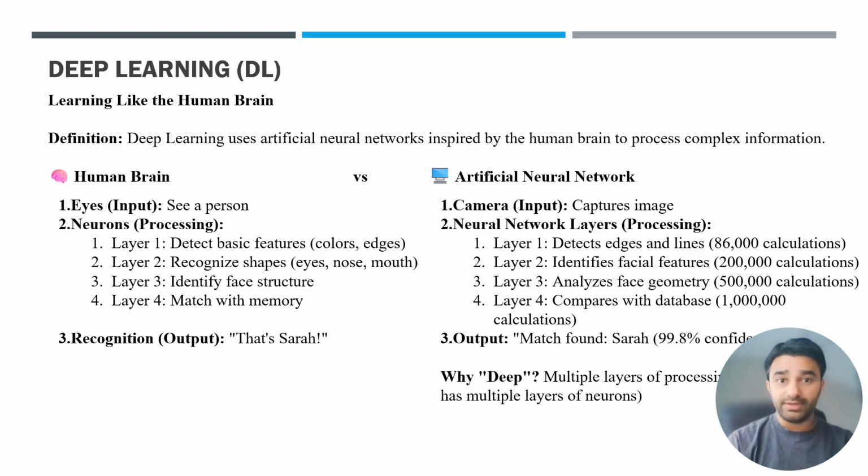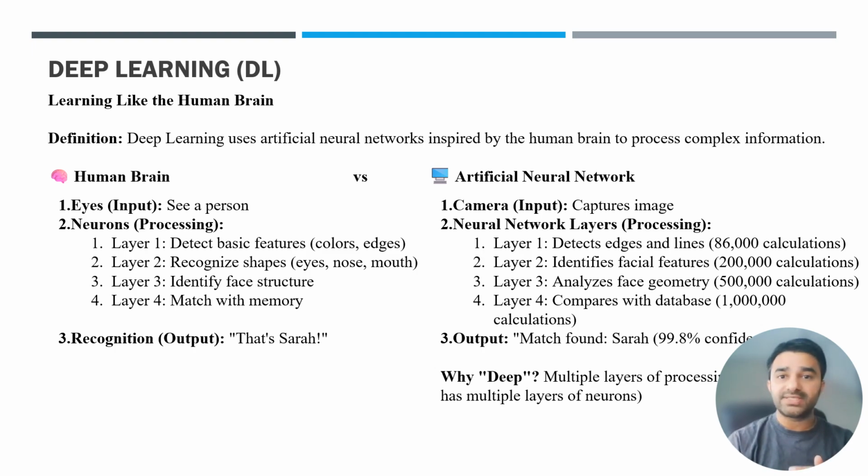In the third layer, neurons analyze the overall face structure, the distance between the eyes, the shape of the face, the proportions. They are building a more complete picture. In the fourth layer, neurons compare all this information with your memories and make the final recognition. And suddenly you know that's Sarah. This entire process happens in milliseconds and you don't even think about it. It's all automatic.